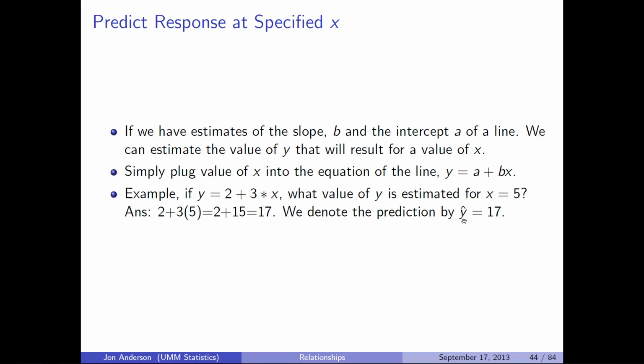Whenever we estimate something in statistics, we put a hat on it. And so our estimated value of y for an observation that would have an x value of 5 would be 17.